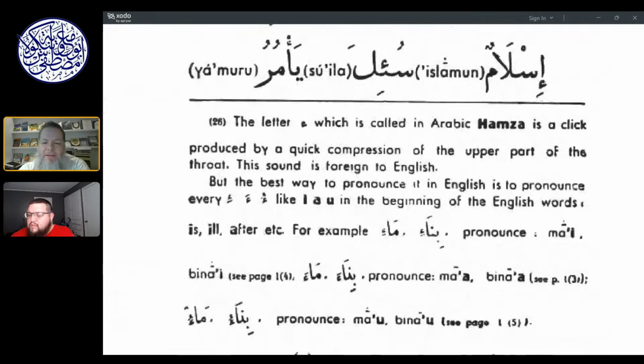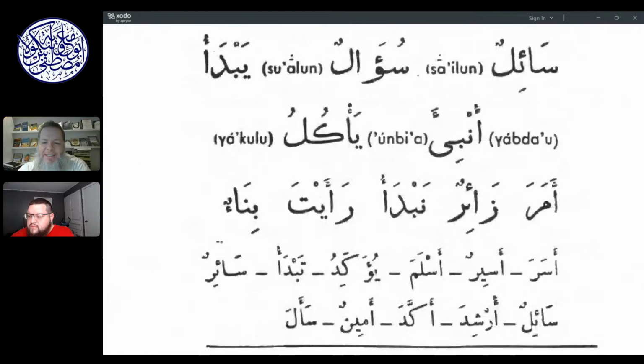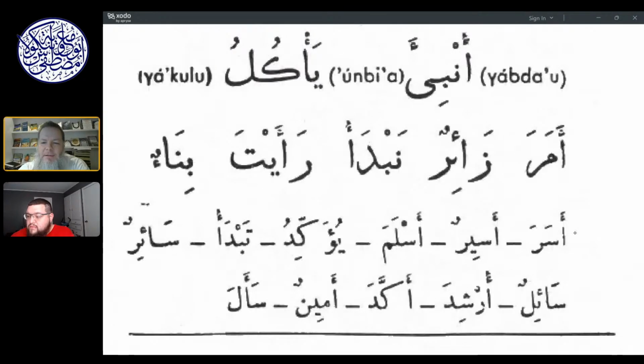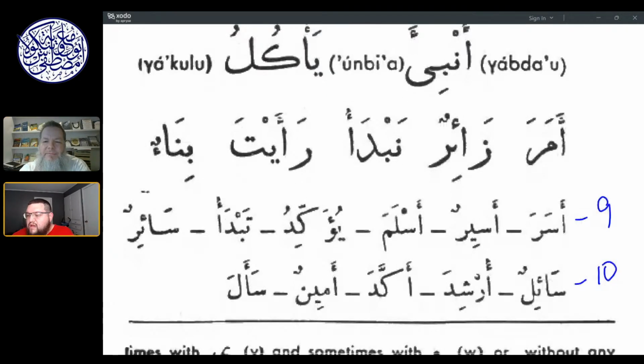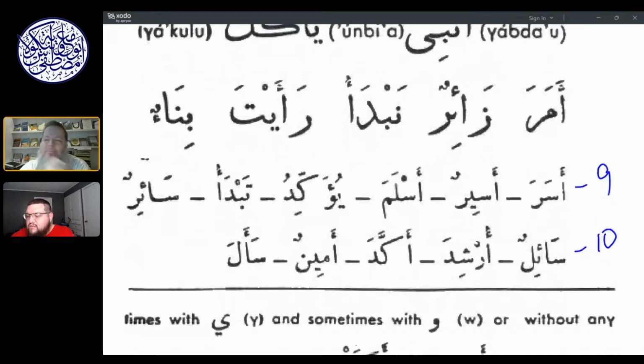The next are the last 2 lines in that lesson dealing with the Hamza. Let's read line number 9. Asara.